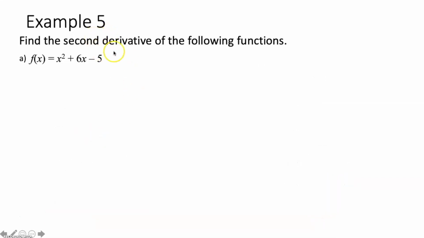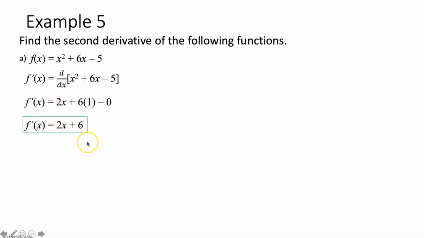Now example 5 says find the second derivative of the following function. So here we want to find the second derivative of this function. So to find the second derivative, you find the first derivative and then find the derivative of that. So let's find the first derivative first. So to find the derivative of this function, it's got multiple terms, so we find the derivative of each term separately. The derivative of x squared is just going to be 2x to the first. Derivative of 6x, we just take the derivative of x, which is 1, and then multiply on the 6 by the constant multiple rule. And derivative of -5 is just 0. We then simplify this. This becomes 2x plus 6, and that is our first derivative.